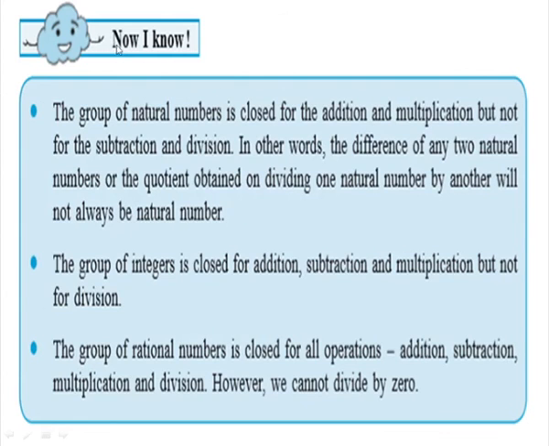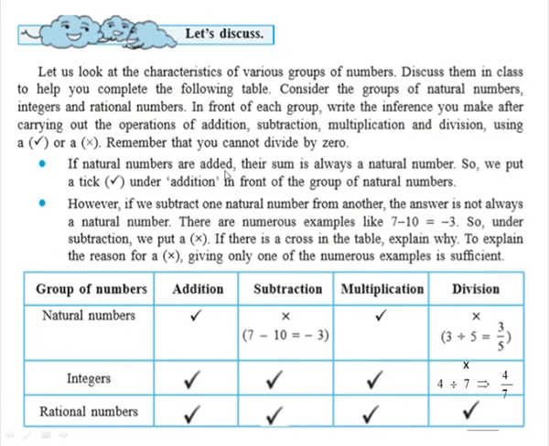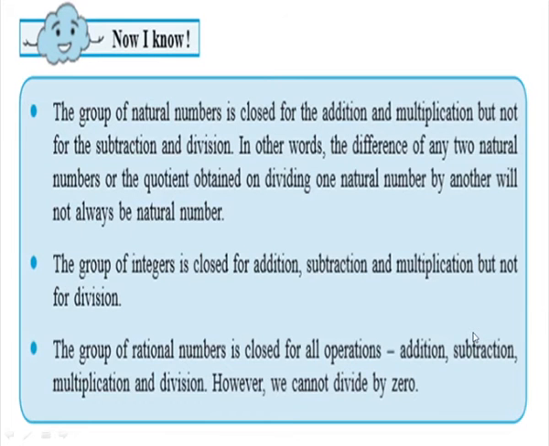Therefore, we can say that the set of natural numbers is closed for addition and multiplication, but not for subtraction and division. Just now, we have seen the set of natural numbers is closed for addition and multiplication, but not for subtraction and division. In other words, the difference of any two natural numbers or the quotient obtained on dividing one natural number by another will not always be a natural number.